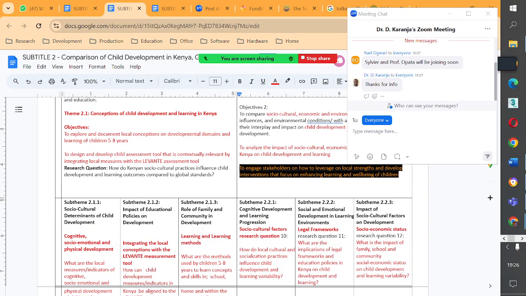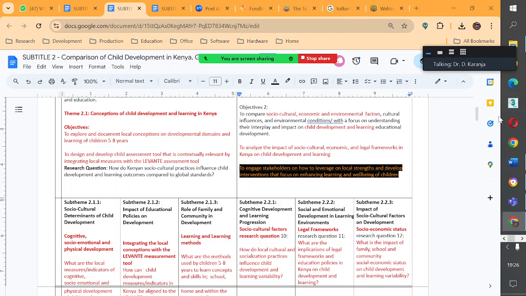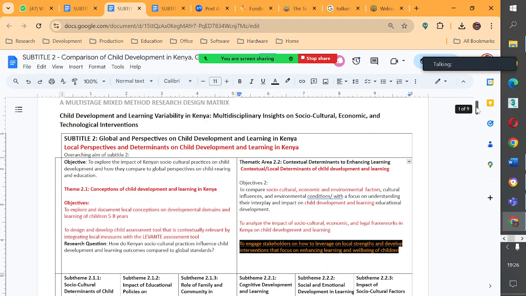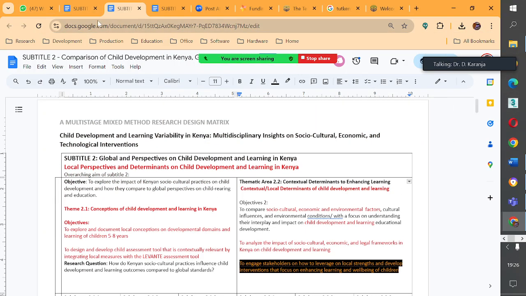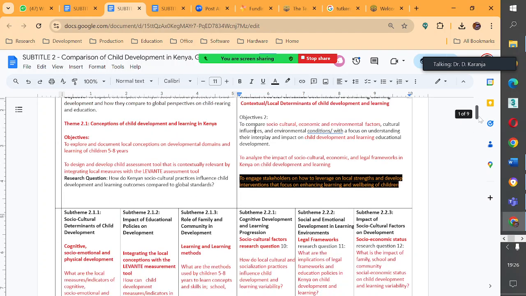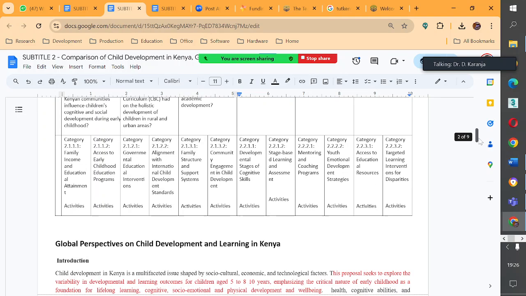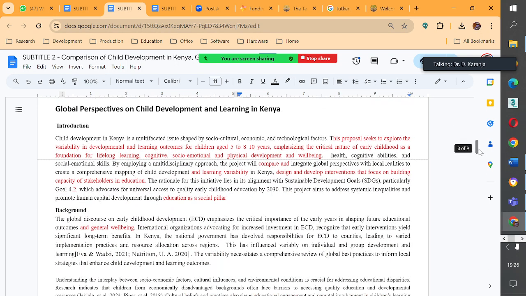That's wonderful, Martin. You can see the actual framework is taking shape. And definitely it means a lot of work has gone into this, because the key inputs from Professor Opata, Sylvia, and Rael are also here. Maybe we can allow Dr. Sylvia to say something. Go fast, Dr.